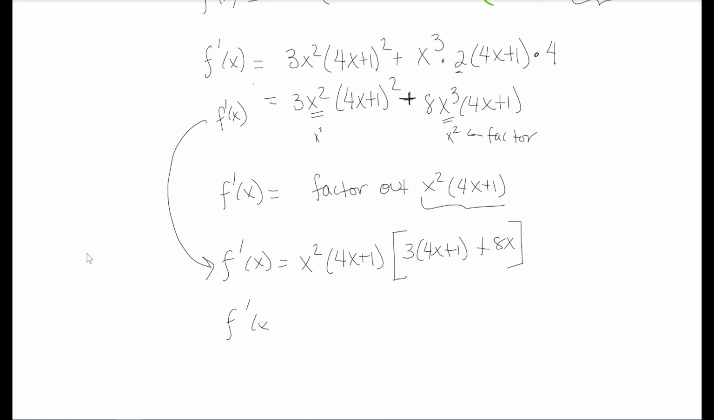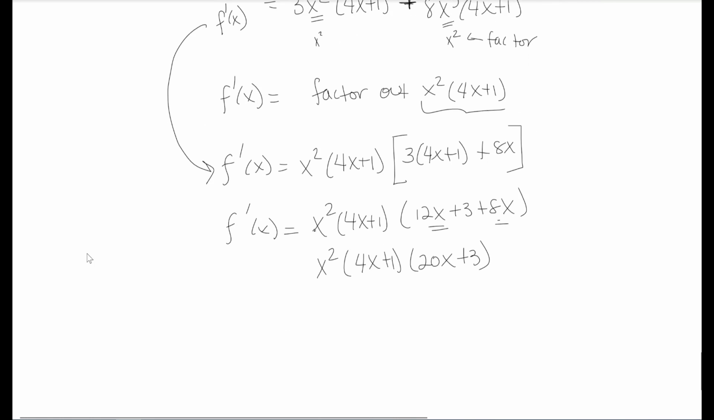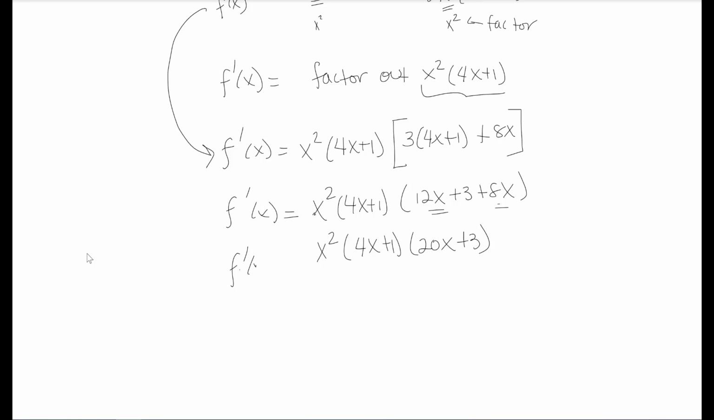But now we can simplify. So I'm going to have x squared, 4x plus 1, and then here we're going to have 12x plus 3 plus 8x, and combine like terms. Now we're adding, so we're going to combine by adding. So it's x squared, 4x plus 1 times 12 plus 8 is 20. And so this is our derivative. So this one used the product rule and the chain rule combined.